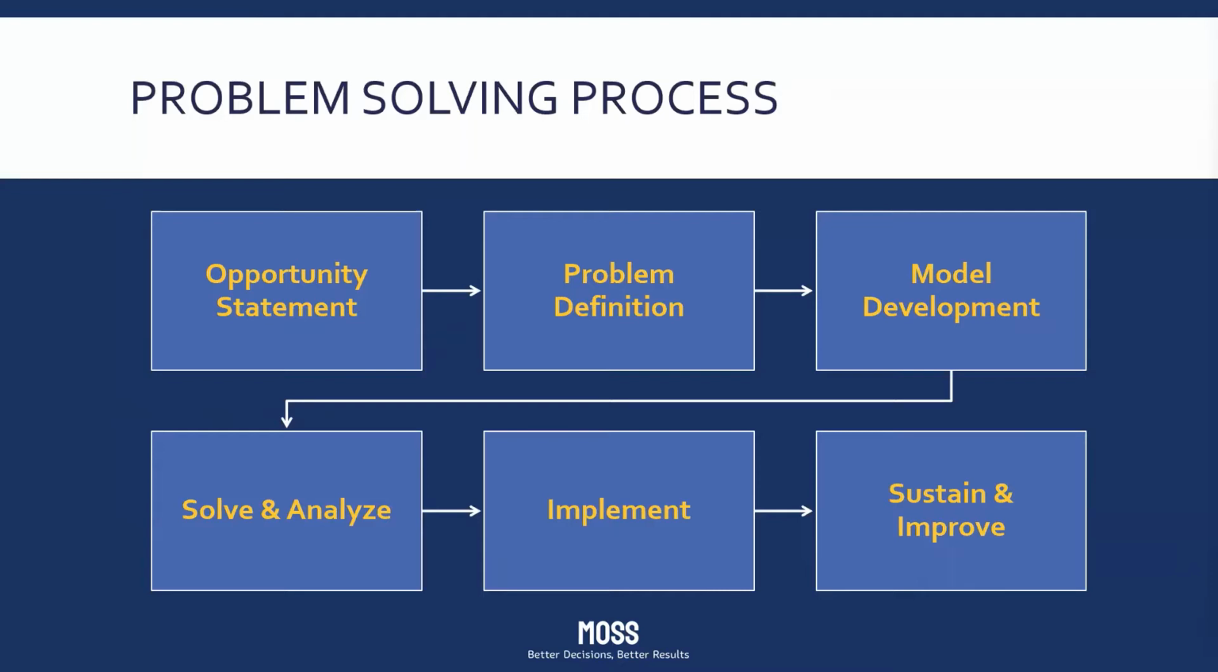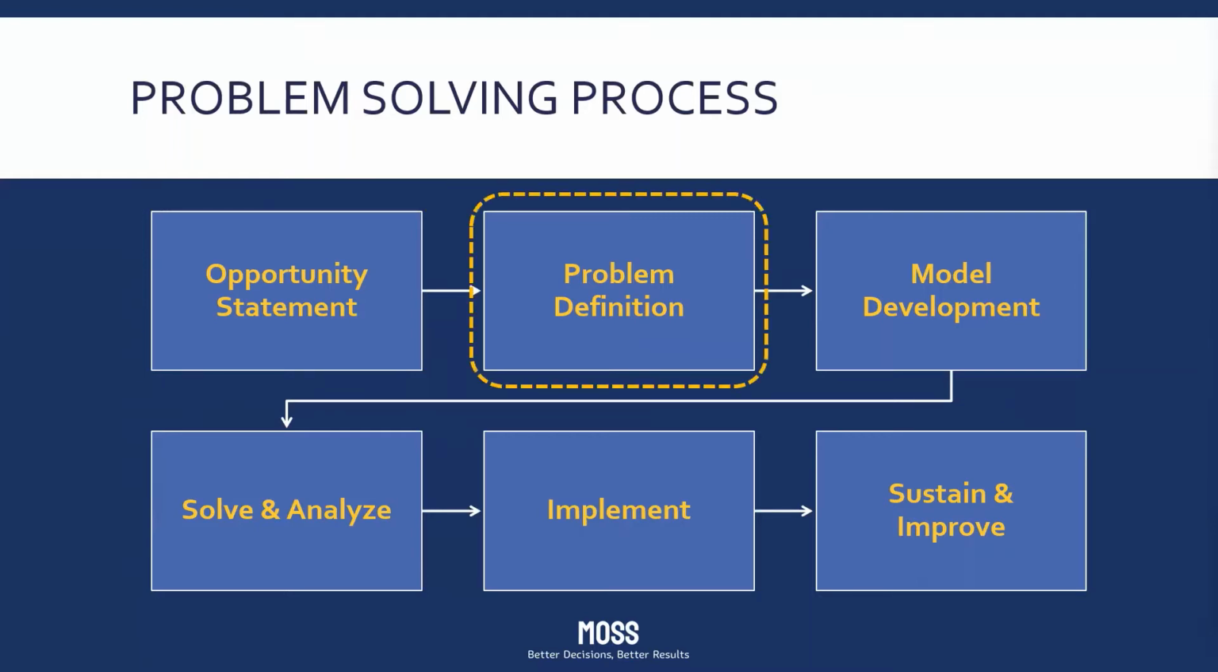The first step in solving any problem is developing the opportunity statement. In this step, we clearly state what business outcome we are trying to achieve. It is important to involve key stakeholders when developing this statement, as it could have a major impact on the direction taken to solve the problem.